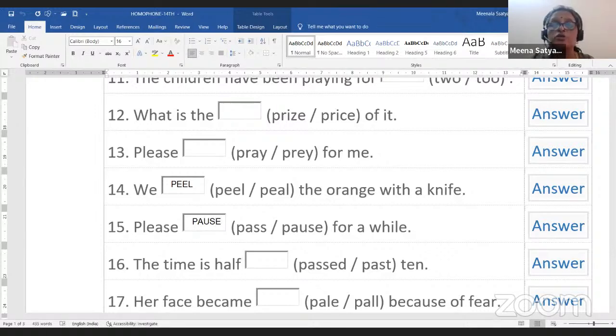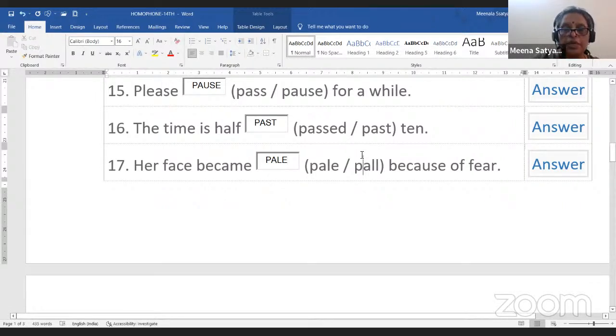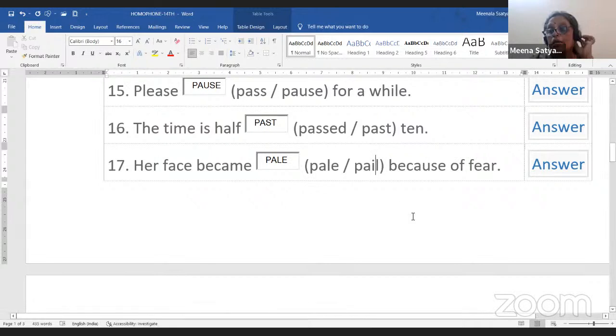Ma'am, you're too fast. Could you please pause for a while? Could you stop for a while? The time is half past. PAST, half past 10. Her face became pale because of fear. Actually, here Paul is used. It should have been PAIL. Not even Paul, PAIL. This pale is due to fear. This PAIL means bucket, bucket. So this means bucket.